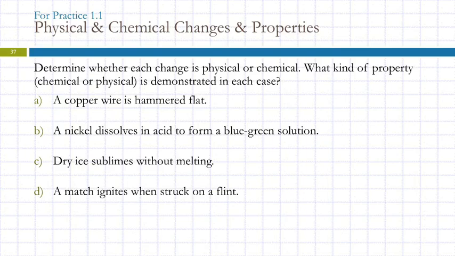So here's a little check on our understanding. Determine whether each change is physical or chemical, and what kind of property is demonstrated in each case. So a copper wire is hammered flat. Is that a physical change or a chemical change? It's a physical change. It's still copper, right? We just changed the shape of it. So that's going to be a physical change.